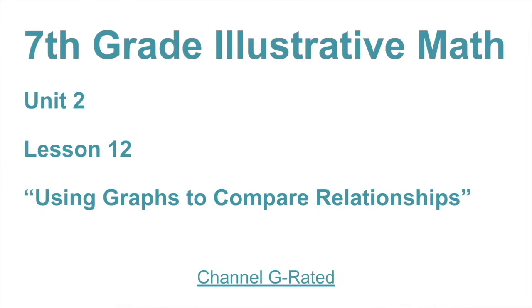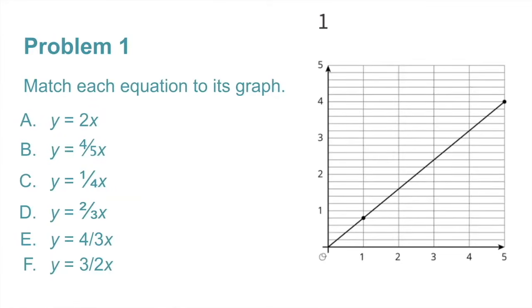Seventh grade, Unit 2, Lesson 12, Using Graphs to Compare Relationships. Problem 1. Match each equation to its graph. 4 units up, 5 units over. So the rise was 4 units and the run was 5 units. That would be B, y equals 4/5 times x, or y equals 4/5 x.